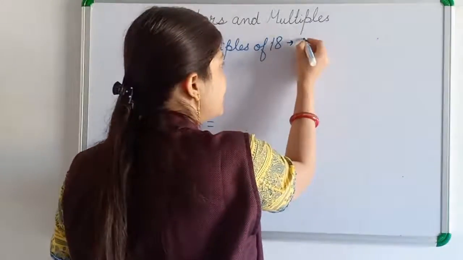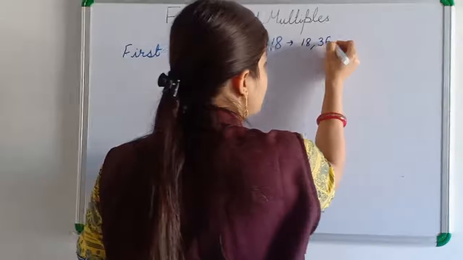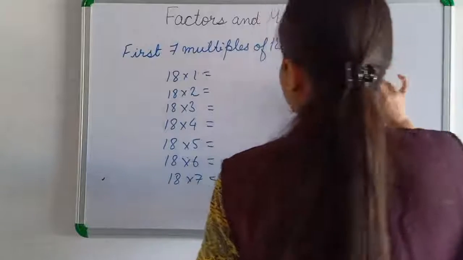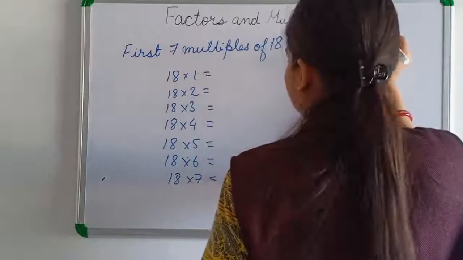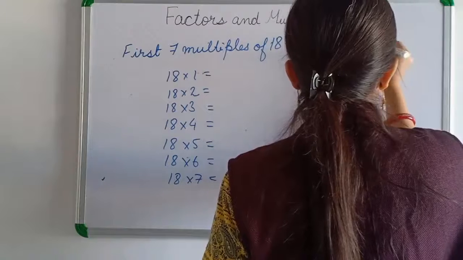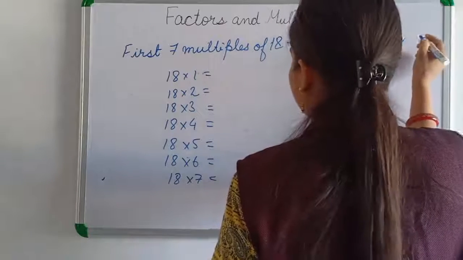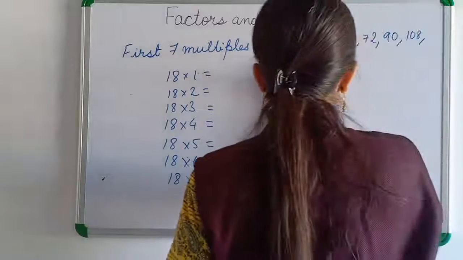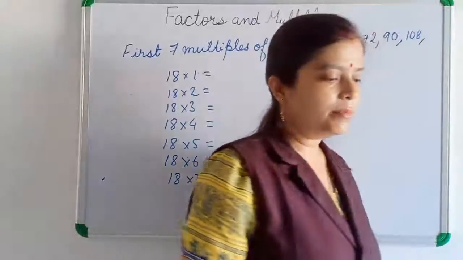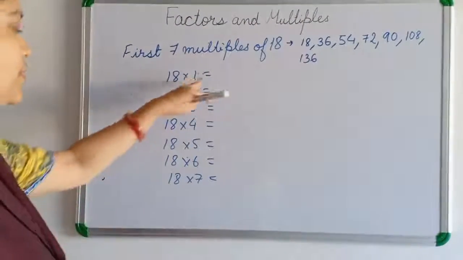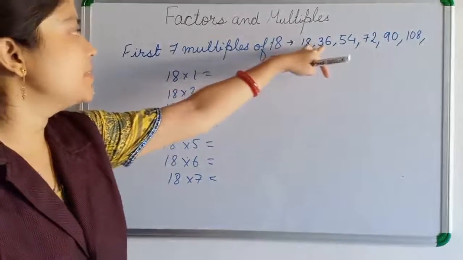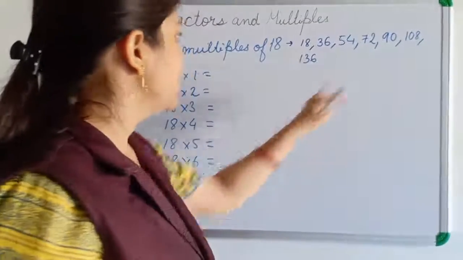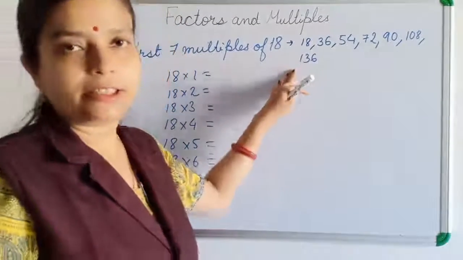So first 5 multiples are 18, 36, then 54, then 72, then 90, then 108, then 136. Okay, like that we are getting the multiples of 18. You will multiply, you will get 18 ones are 18, 18 twos are 36, 18 threes are 54, 18 fours are 72, 18 fives are 90, 18 sixes are 108, 18 sevens are 136.